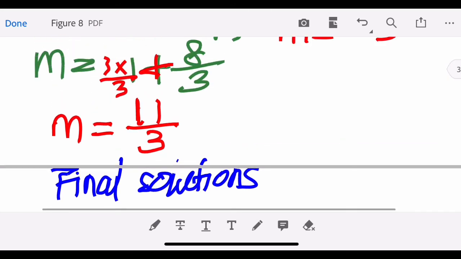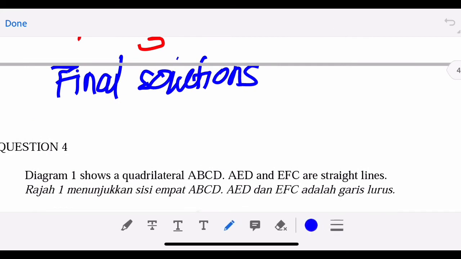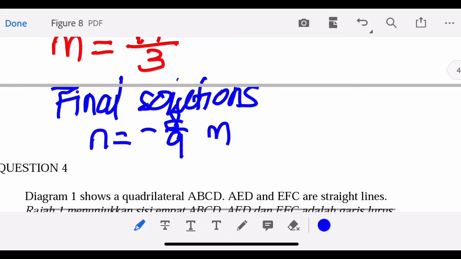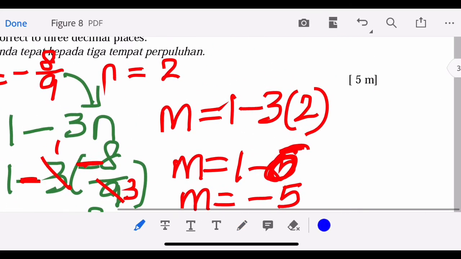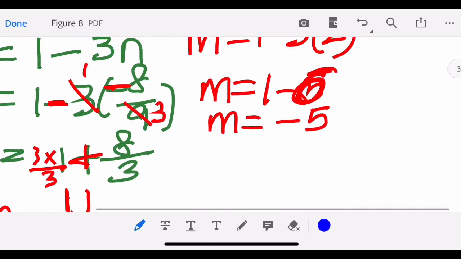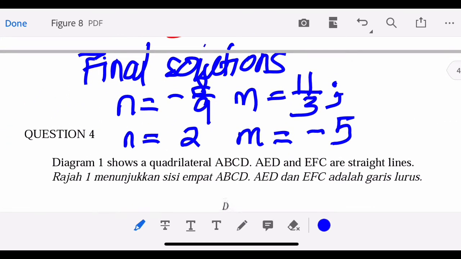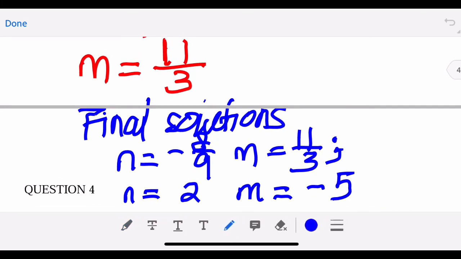So that means we follow the order. When the n is negative 8 over 9, then the m will be 11 over 3. And when the n is, what's the n just now? 2, right? Then the m is negative 5. 1 minus 6 will be negative 5. So this is your final answer for question 1 that you're supposed to solve today.